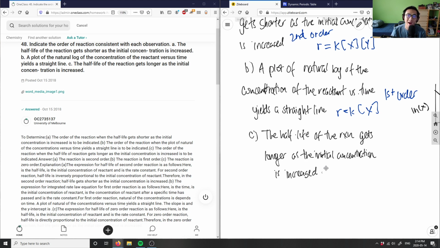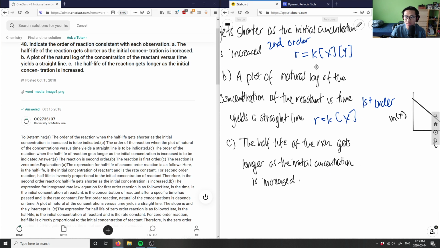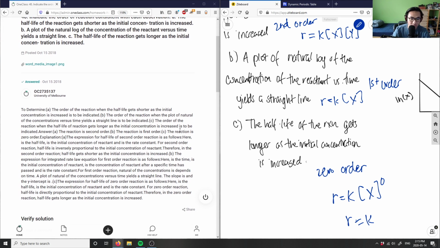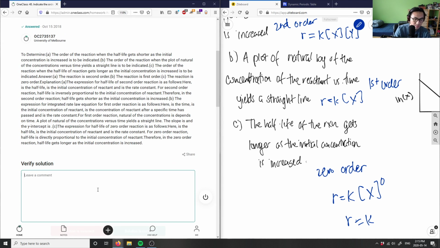Finally, C is stating the half-life of the reaction doesn't get shorter, it gets longer as the initial concentration is increased. So if this was second order and that was first order, this one would be 0th order, because it doesn't matter what my initial concentration is, it's independent of the initial concentration. So this is a 0 order reaction. R simply equals K times X to the 0, which is simply 1. So R equals the constant. This is my solution for this problem, and the analysis is correct as well. So the solution is correct.